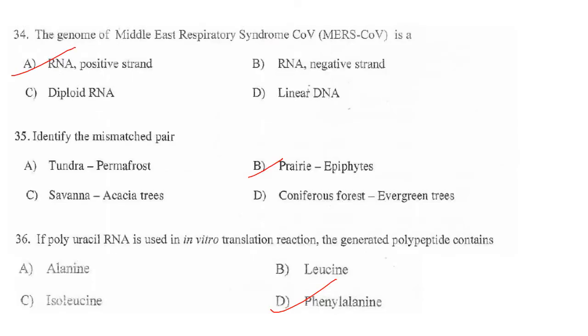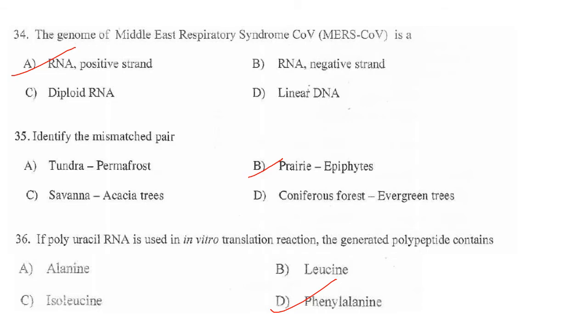The next one. The genome of Middle East Respiratory Syndrome coronavirus, MERS-CoV, is a positive-strand RNA. So the answer is option A. Then identify the mismatched pair. Tundra permafrost, prairie epiphytes, savanna acacia trees, coniferous evergreen trees. Prairies are grasslands, and epiphytes and ephemerals are found in the desert. So the mismatch is option B.